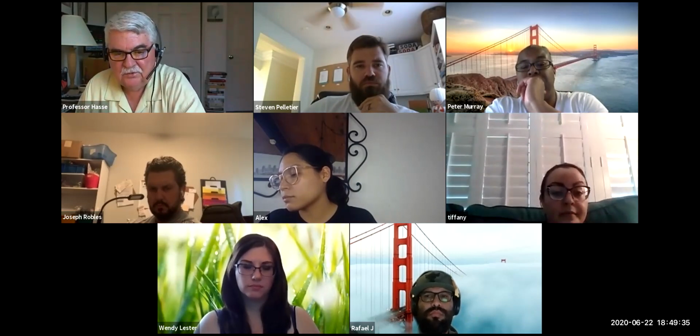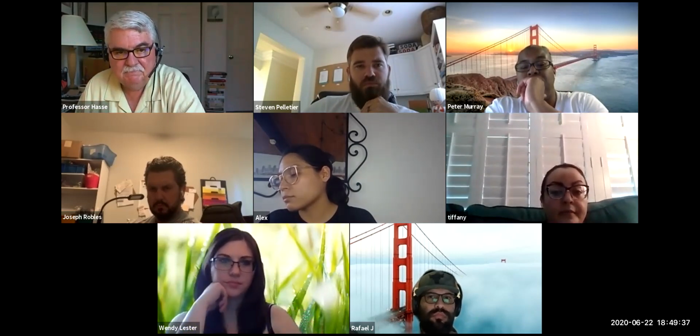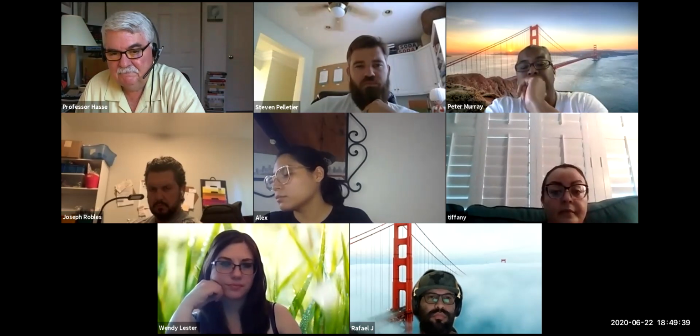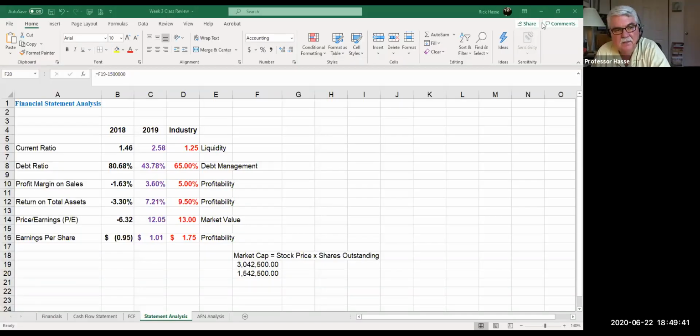Let's go back to our spreadsheet before break. So financial statement analysis is taking a look at current ratio, the relationship of current assets to current liabilities. These definitions are all in the text, and you should know them anyways. The debt position of a company.